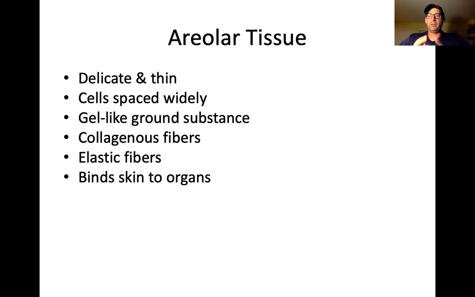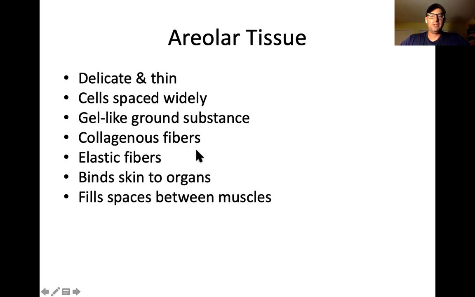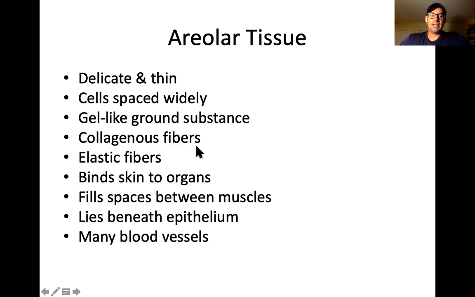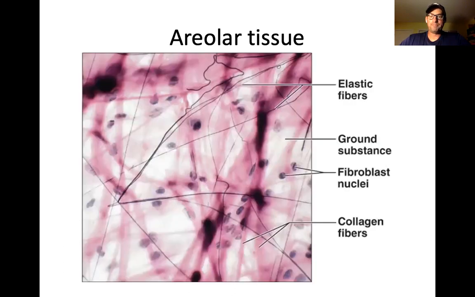So if we are lucky enough to get back together in the spring and get to do our big dissection, which is a rabbit, you will have to take the skin off of the rabbit. And to do that, you'll have to peel through the areolar connective tissue to separate the skin from the organs underneath. It also fills spaces between muscles. It lies beneath epithelium. It has lots of blood vessels running through it.